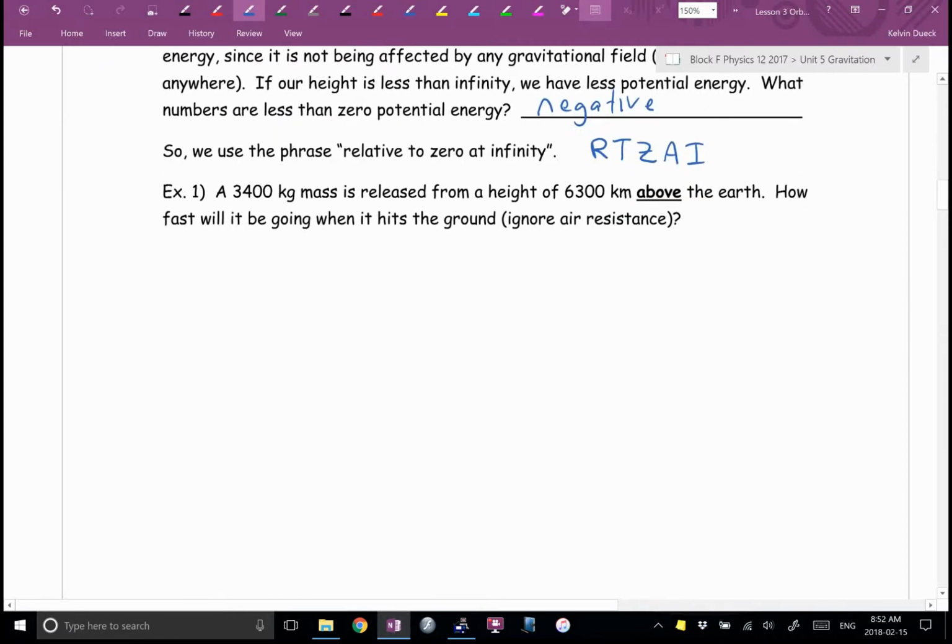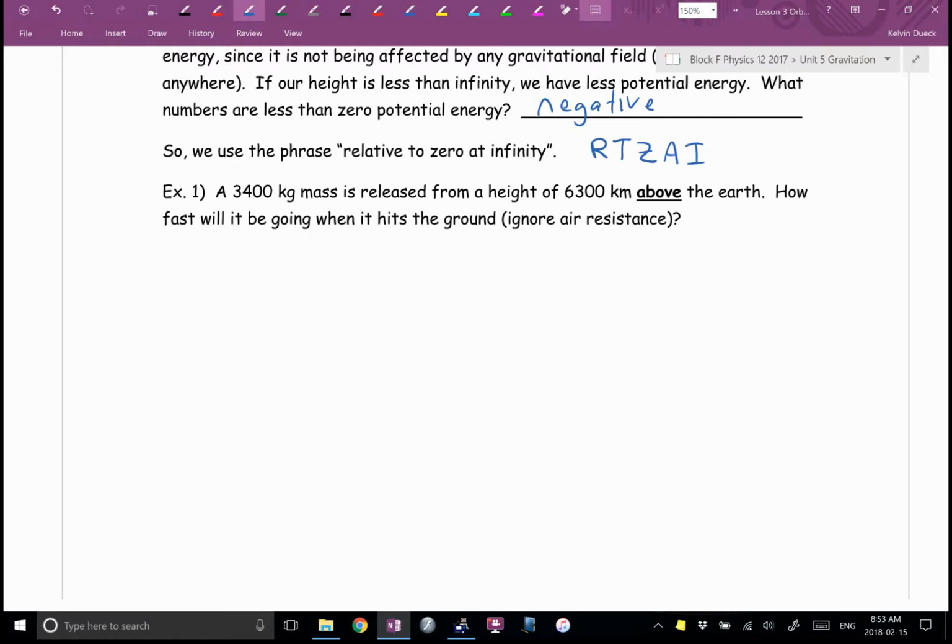So, what can we now handle? A 3,400 kilogram mass is released from a height of 6,300 kilometers above the Earth. How fast will it be going when it hits the ground if we ignore air resistance? Is there a change in height? Is there going to be a change in speed? Will it speed up as it falls? Is there a yucky curvy force? This is a job for conservation of energy.